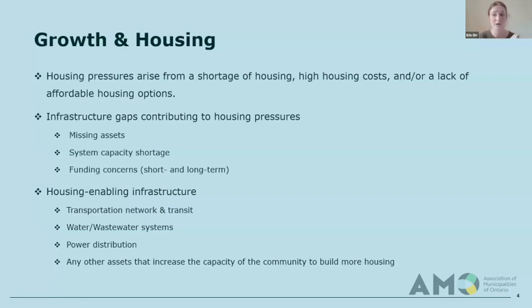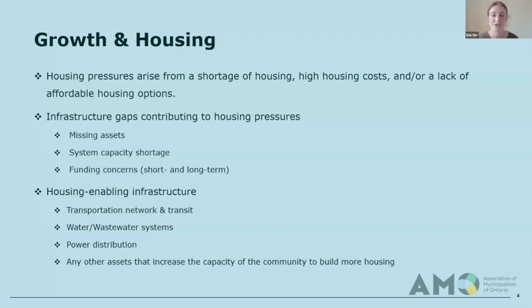I'm going to focus on housing and go over some key terms that are emerging in this space. So the first is housing pressures. Housing pressures arise from many sources: either a shortage of housing available, housing costs that are too high, or a lack of affordable housing options. These last two sound like they may be referring to the same thing, but affordable housing is actually a specific term that comes with a math equation. It refers to housing that costs less than 30% of the before-tax household income in the area.